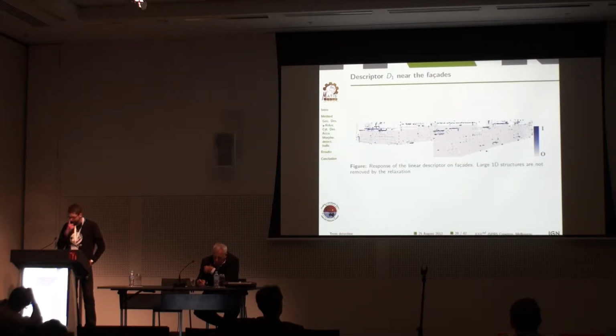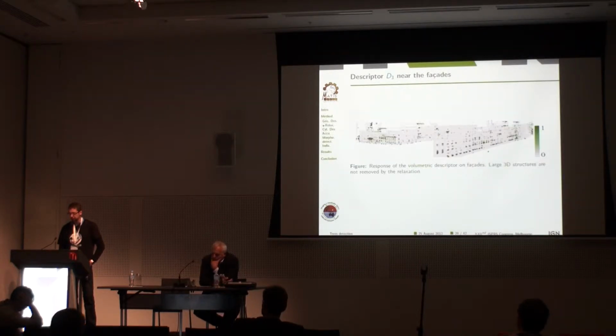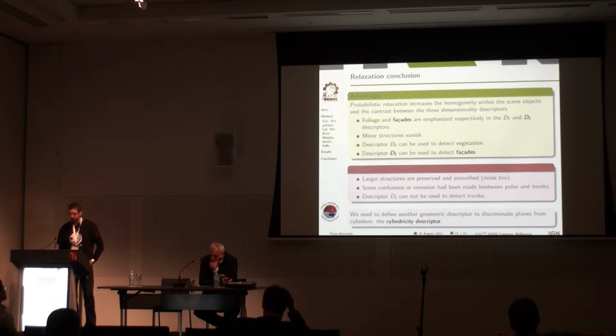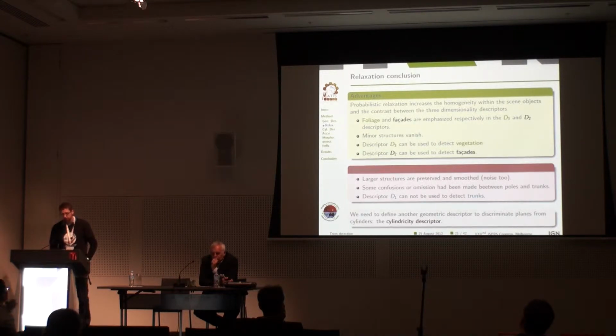So as we said, the linear descriptor tends to respond on facades, and some structures are not removed by the relaxation. In the same way, some volumetric structures over the facades are not removed by the relaxation. So even if it's a good thing because we get things that are more homogeneous, we do not solve all the problems through relaxation. The minor structures tend to vanish, but the larger structures will not go away.